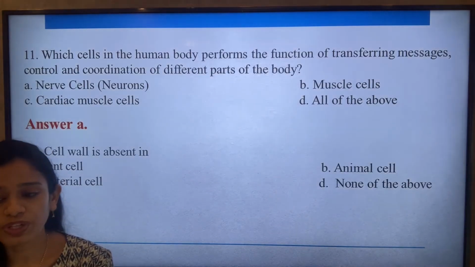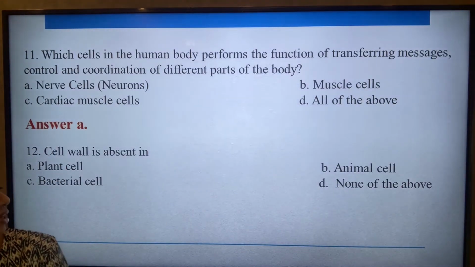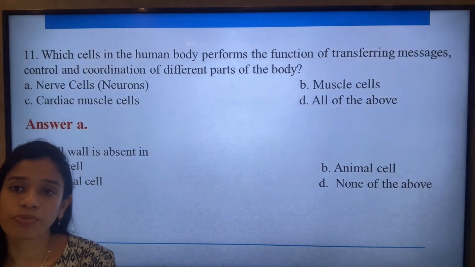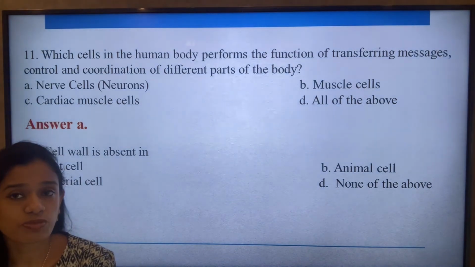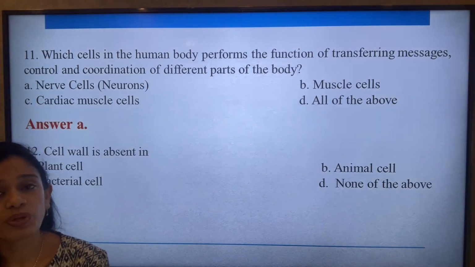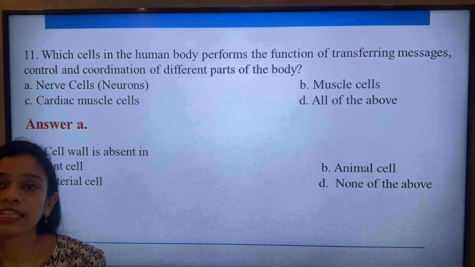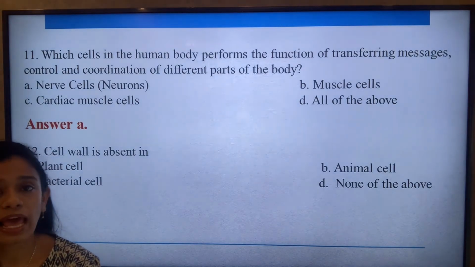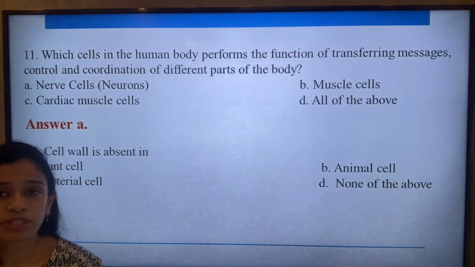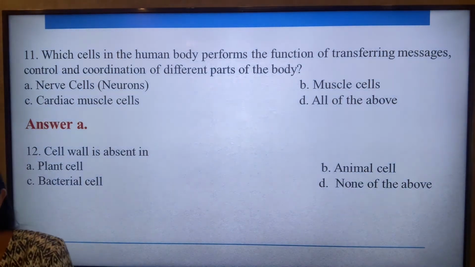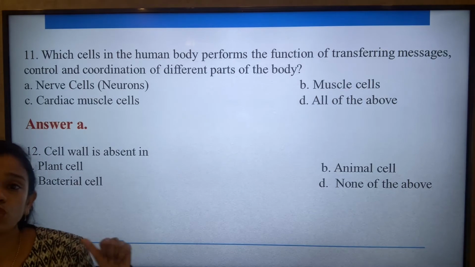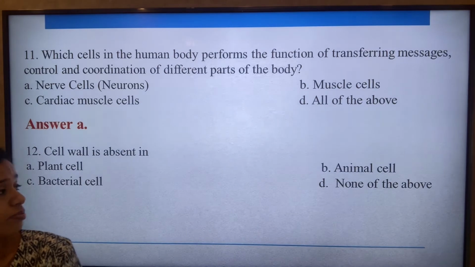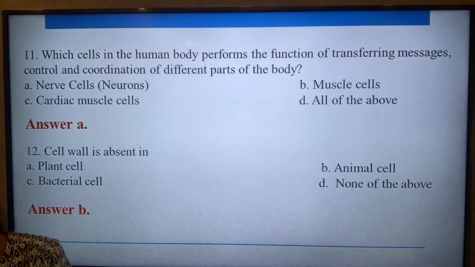Let's move on to the next question. Cell wall is absent in plant cell, animal cell, bacterial cell, and none of the above. When we had discussed the chapter, I had told you that some differences between the animal cell and the plant cell. In that, I had mentioned that a major difference between the plant cell and the animal cell is that the plant cell has a cell wall, whereas the animal cell is devoid of a cell wall. So it is written that cell wall is absent. So where is it absent? It is absent in an animal cell, that is option B. So animal cell does not have a cell wall.